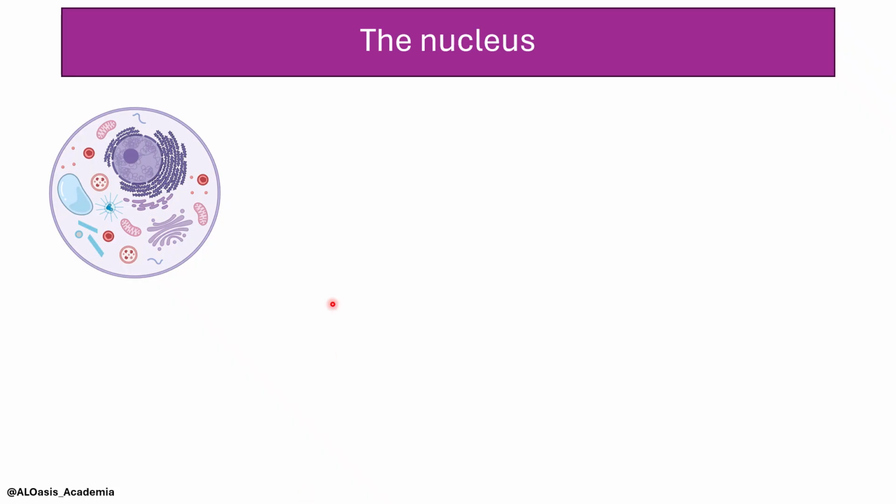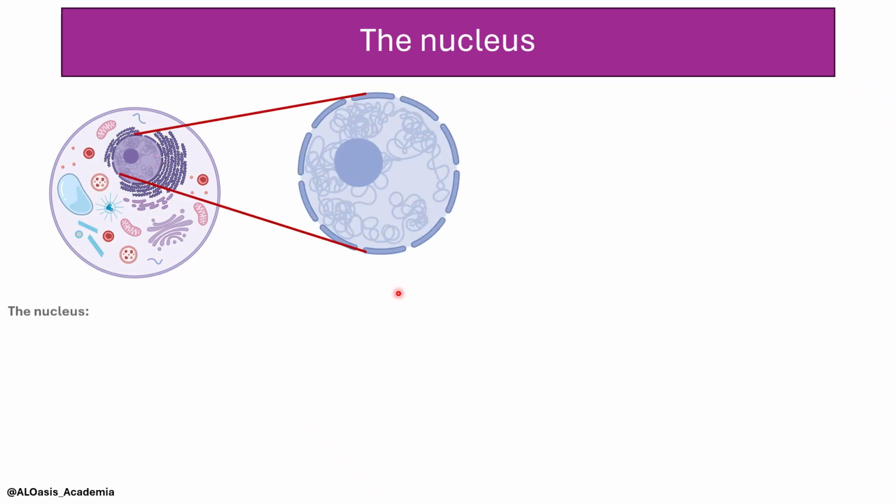Great. So let's start with the first thing, which is the nucleus. As we said, this part of the cell is called the nucleus. A closer look at it looks something like that. So what does it have?